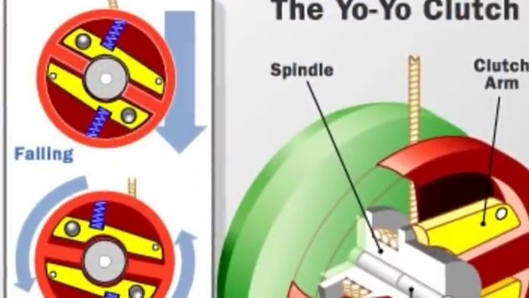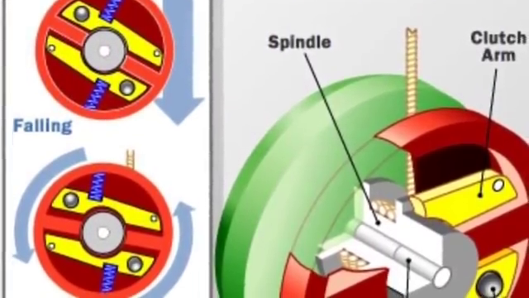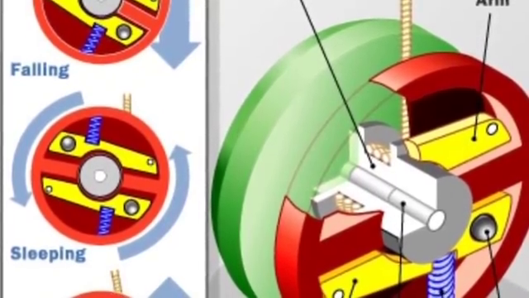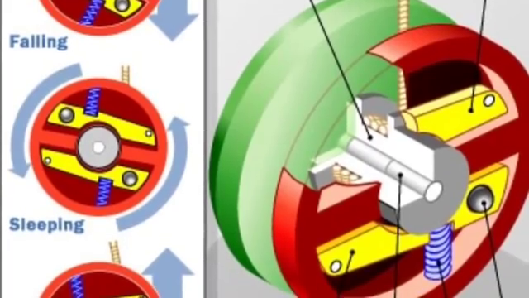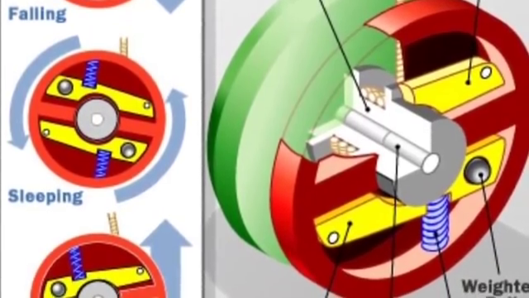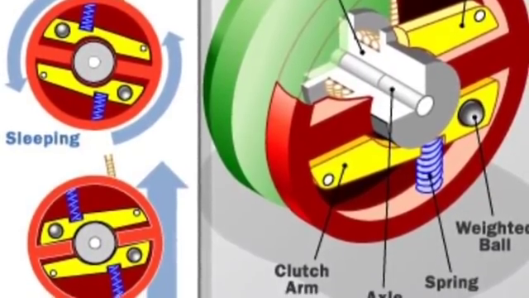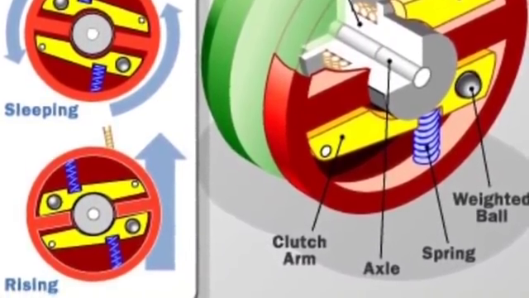This shows you the yo-yo clutch system. It shows you the spindle, the clutch arm, the axle, the weighted ball, the spring, and the clutch. It will also show you to the left what each part does when the yo-yo is falling, when the yo-yo is sleeping, and when the yo-yo is rising.